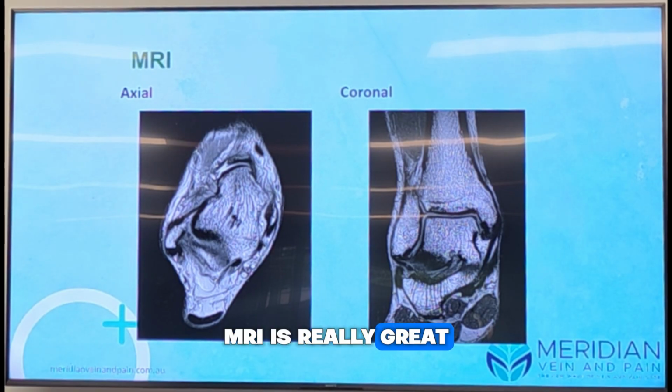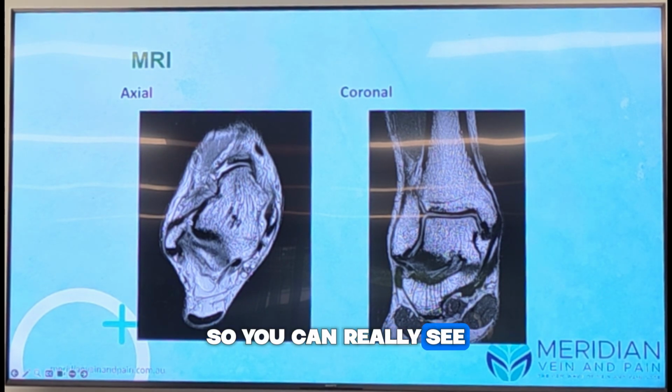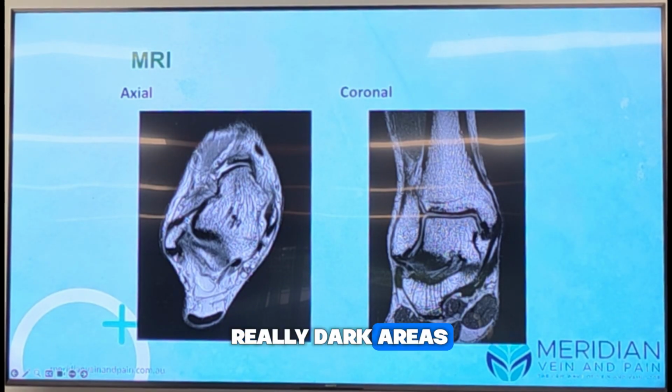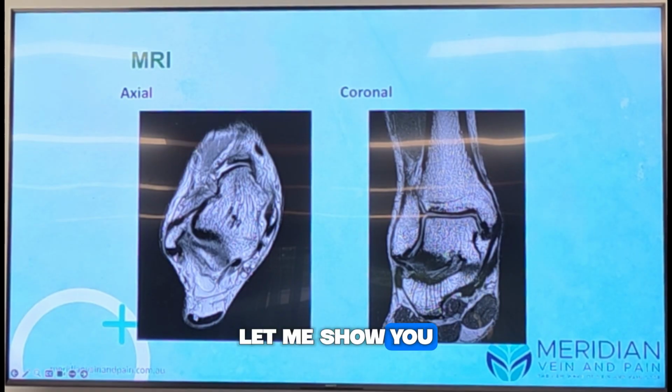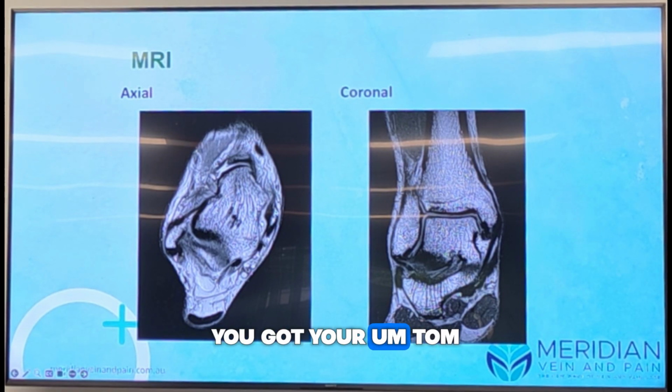MRI is really great for static soft tissue and bony assessment. So you can really see collagen heavy structures as really dark areas. So collagen heavy tendon here. Show you collagen heavy Achilles tendon. You've got your Tom, Dick and Harry. You've got your peroneus longus and brevis, and you've got your ATFL.